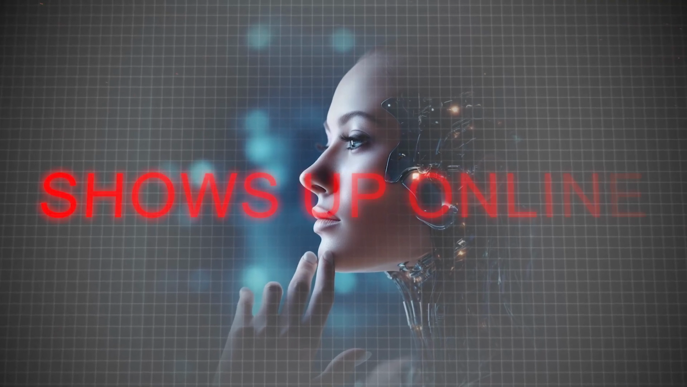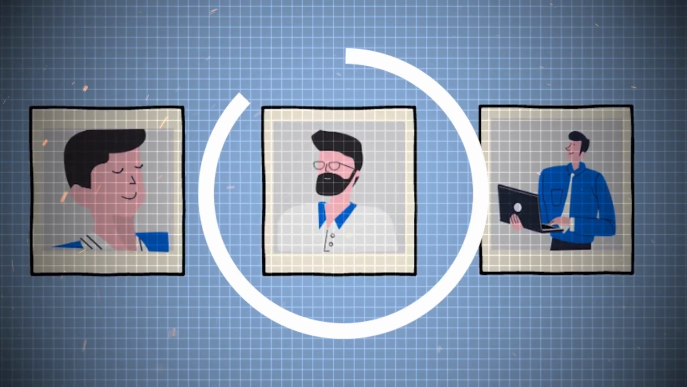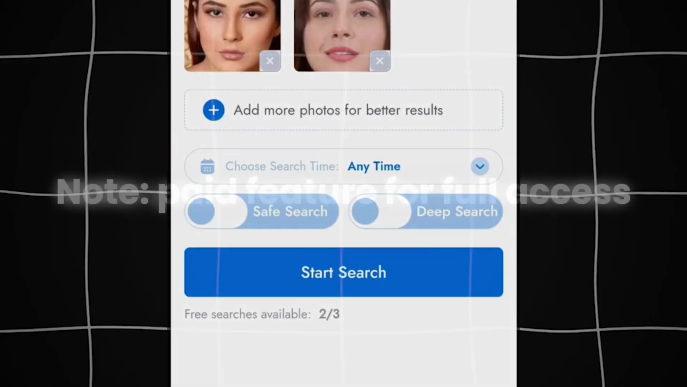4. PimEyes. Ever wondered where your face shows up online? PimEyes finds every web page that has your face. How to use: go to PimEyes.com, upload your photo. Get results. Note: paid feature for full access.